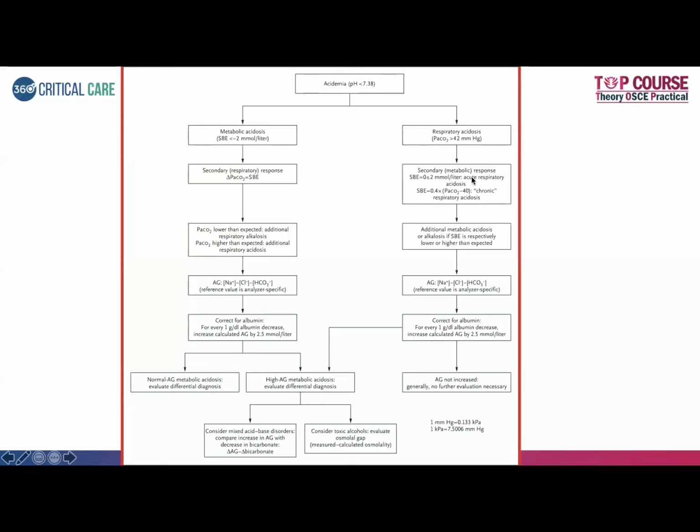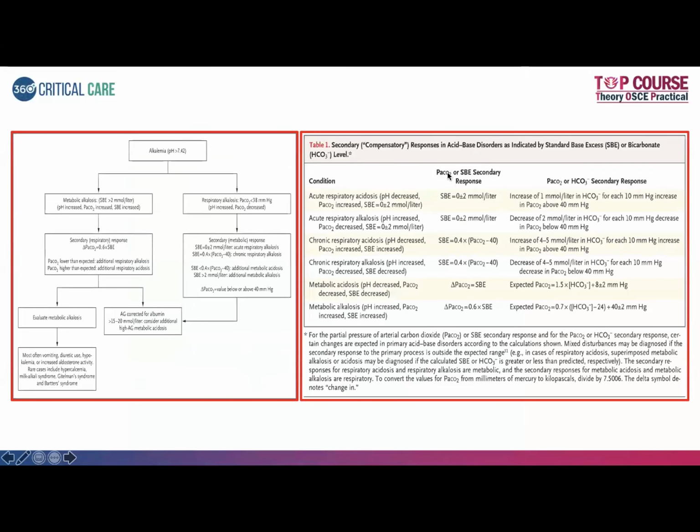For the base excess, the formula is 0.4 times the delta PCO2 in chronic respiratory acidosis. The last step would be anion gap and albumin correction. So these are the various compensatory formulas that are available. It is difficult to remember them, but you need to understand that this is how the steps are done.